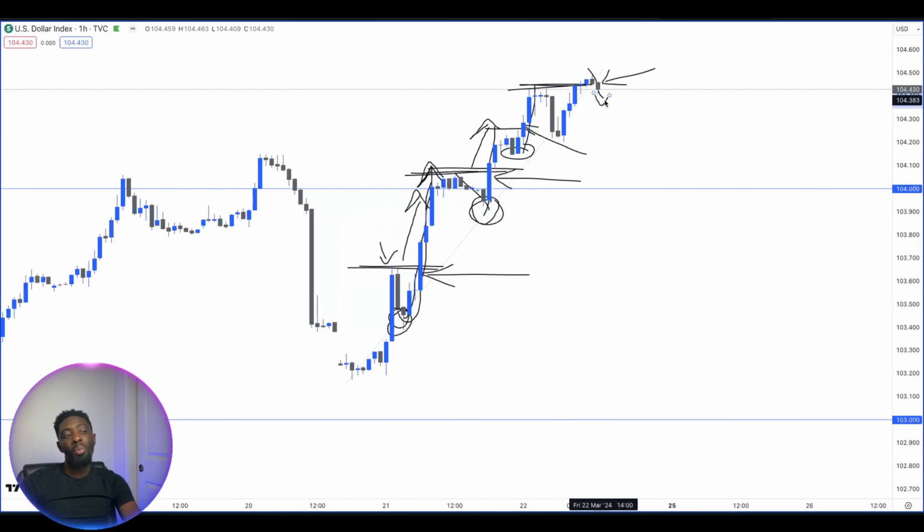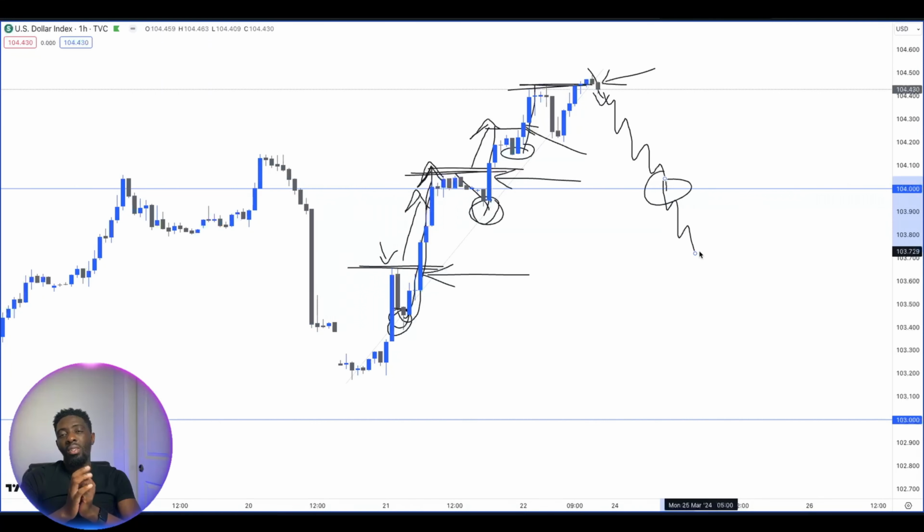So there is a high possibility the DXY will drop to an area like this, and it might even go deeper than that. But it's not my concern to tell where the DXY is going to drop to or how much of a distance it's going to cover. All I'm trying to do is just anticipate. And I could be totally wrong.